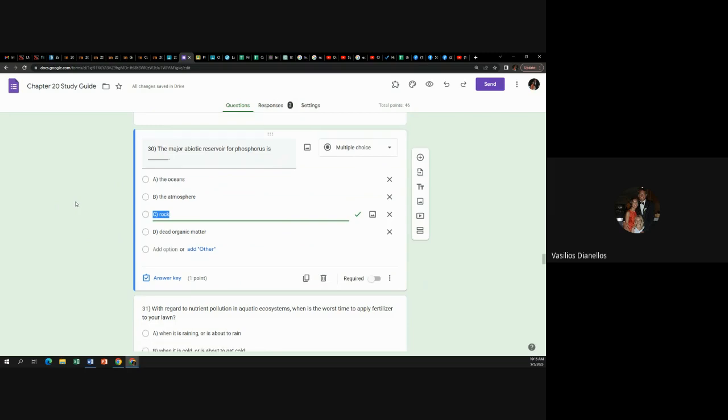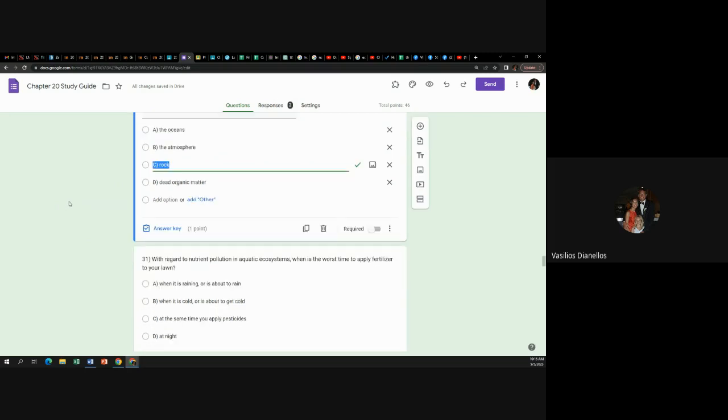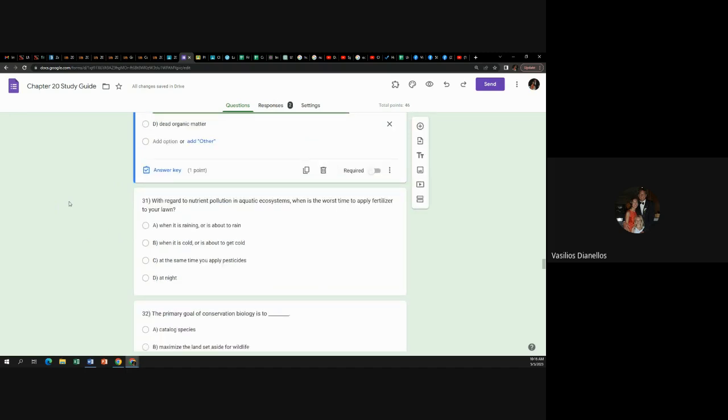All right. With regard to nutrient pollution in aquatic ecosystems, when is the worst time to apply fertilizer? I like this because I didn't ask this. I didn't teach this, but it requires some critical thinking. So if you're applying fertilizer to your yard, or if I'm applying fertilizer to my yard and I'm up the hill from the Canal River, which I am, then I don't want it running into the Canal River.